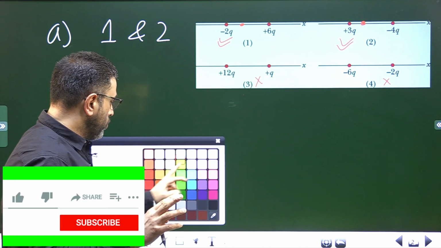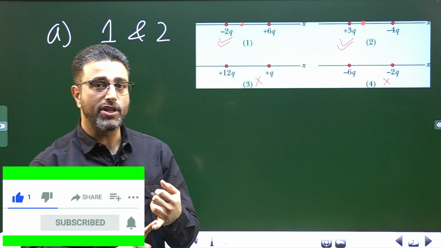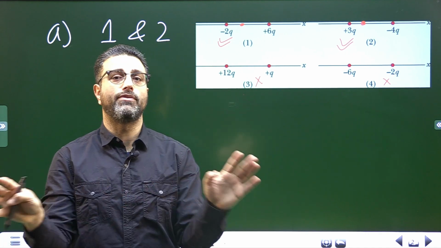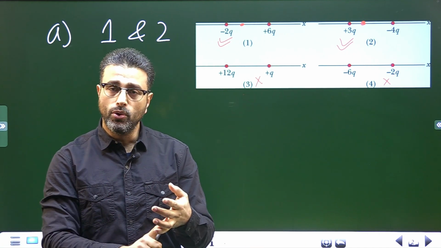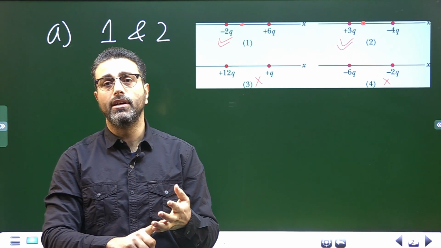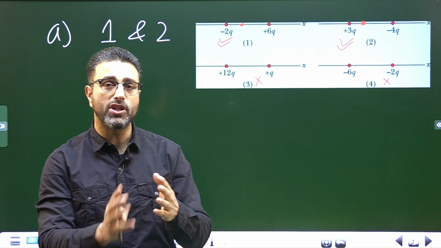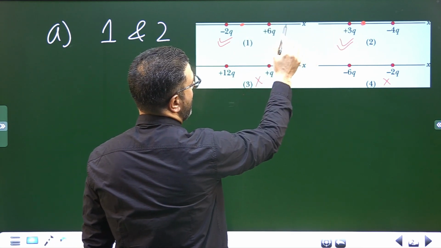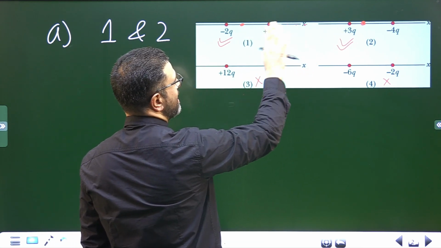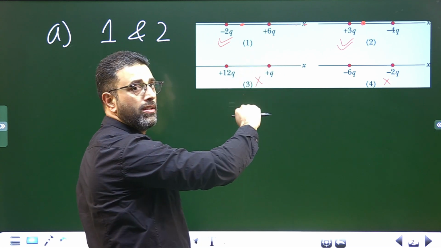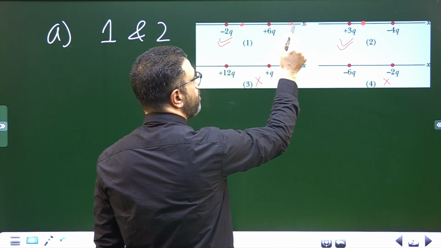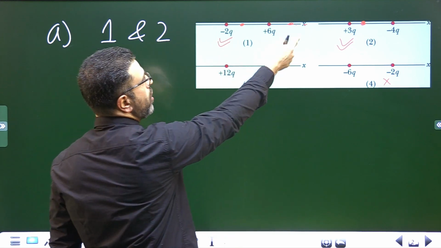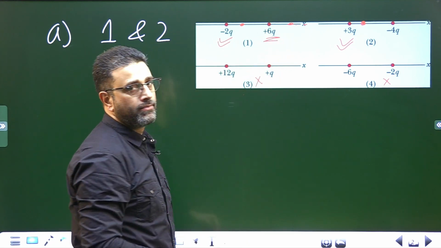Now remember, we have two conditions. Number one, charges must be of opposite signs. So these two situations are still out of discussion. Number two, the point where potential can be 0 must be closer to the smaller charge. When we analyze the right side, it is the side of the bigger charge in situation 1. So we cannot have any point on the right side which is closer to the smaller charge. That point is always closer to the bigger charge.